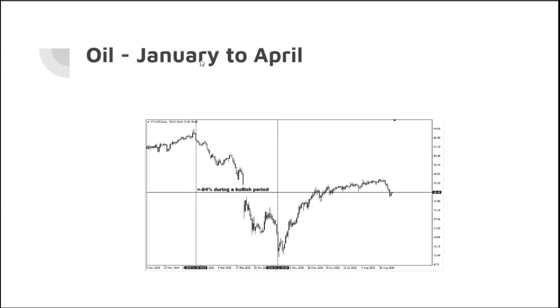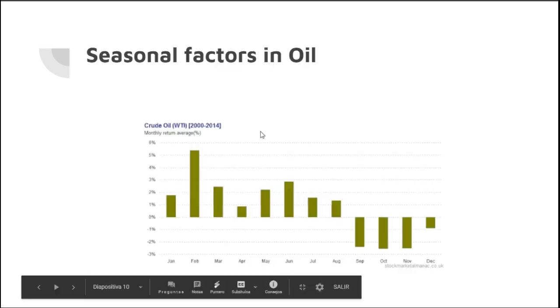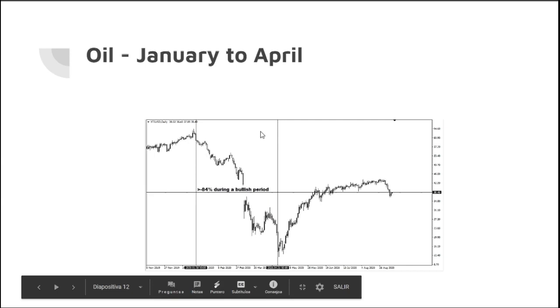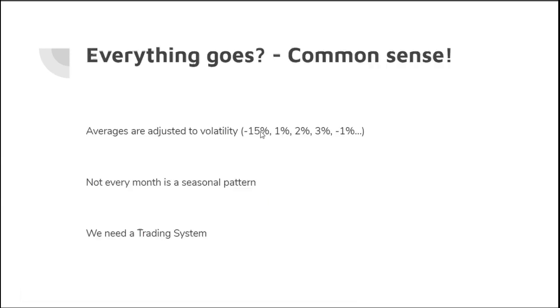So we have our danger zone, and in a bullish seasonality we have the worst returns in the history of oil. So everything goes. Why did that happen? Okay, we need to have some common sense here. First of all, all averages are adjusted to volatility.